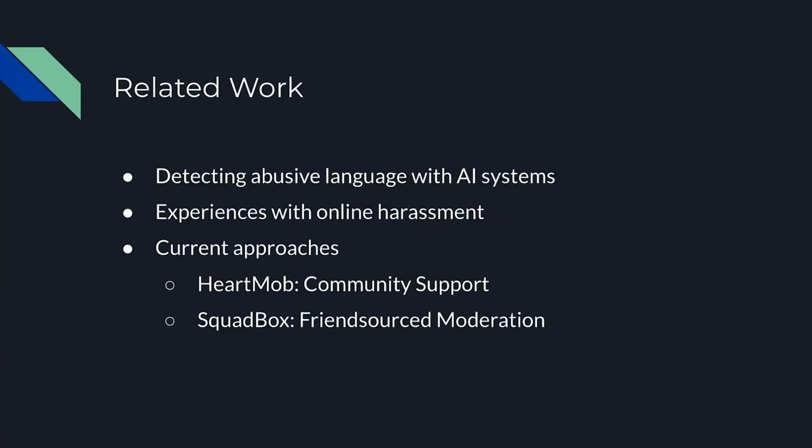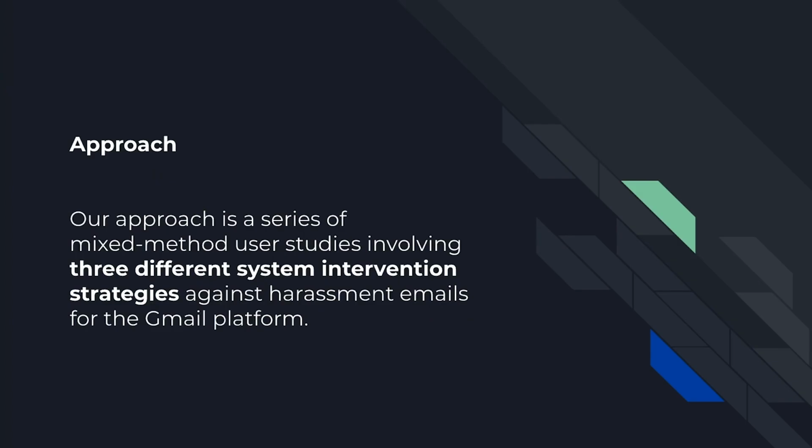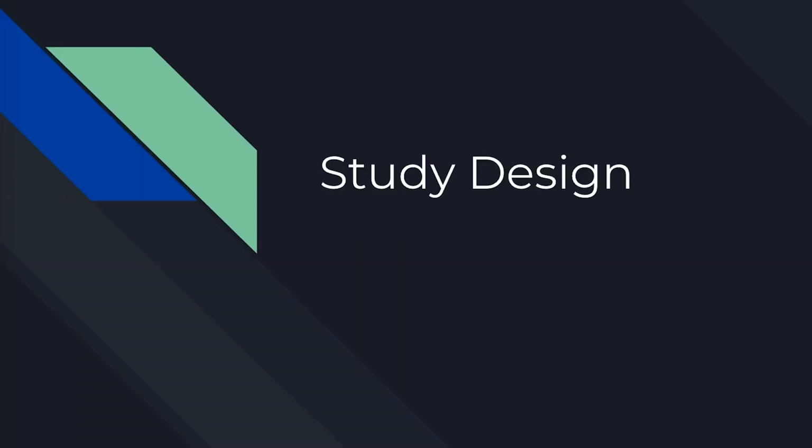To guide the development of our project, we explored existing work in related areas, including the development of AI systems that can detect abusive language and interviews conducted with victims of online harassment. We also discovered that current approaches for email harassment management, including services like HeartMob and SquadBox, primarily rely on community-based methods. Our study seeks to examine automated platforms that reduce the logistical and emotional burden of moderating abusive language in its entirety. Our approach is a series of mixed-method user studies involving 3 different system intervention strategies against harassment emails for the Gmail platform. Our study design was as follows.